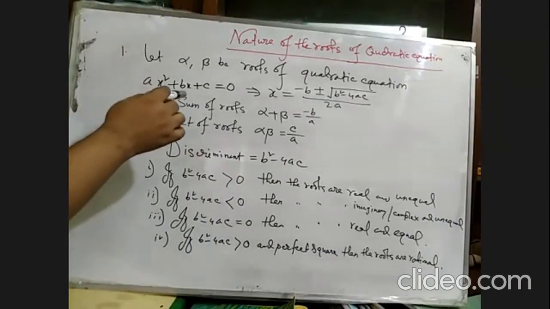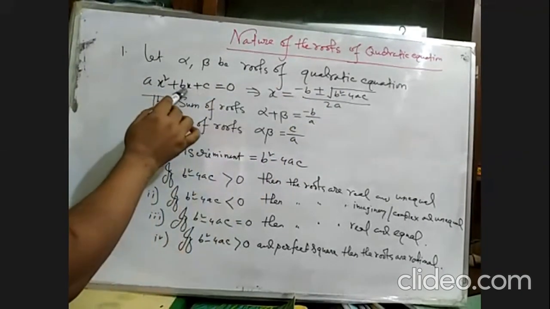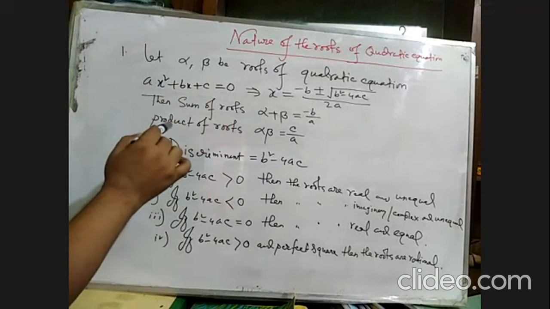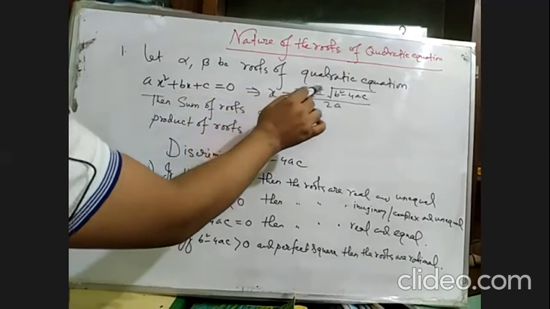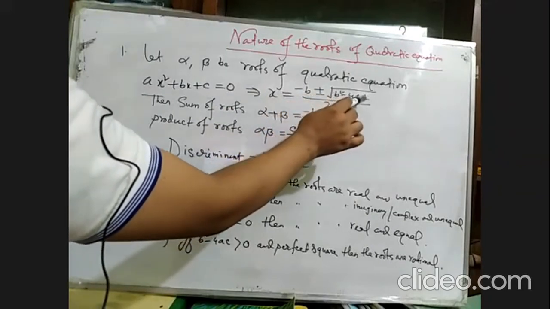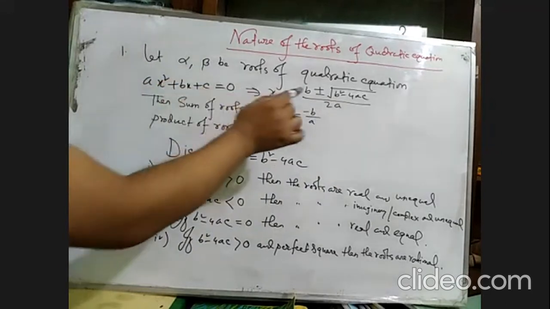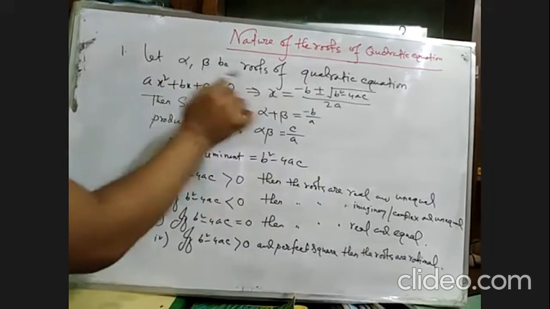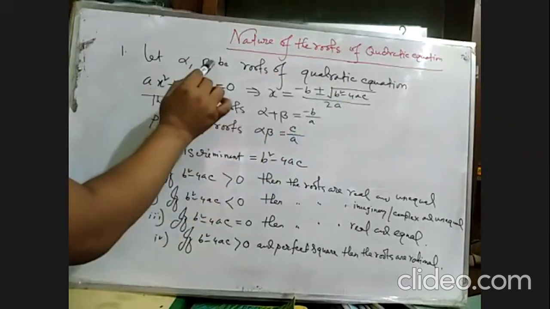Let alpha and beta be the roots of the quadratic equation x square plus bx plus c equal to 0. After solving this, we get a formula: x equals minus b plus minus square root of b square minus 4ac, divided by twice a. Suppose for the positive one we get alpha, and for the negative one we get beta. There are two roots, one is alpha and the other is beta.